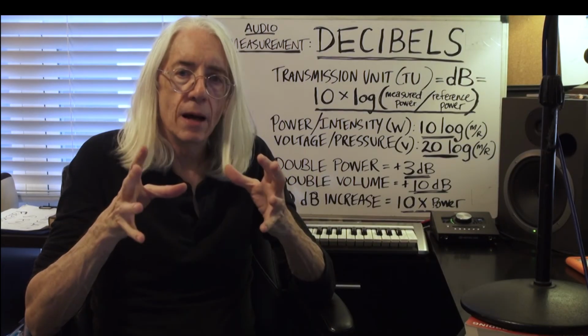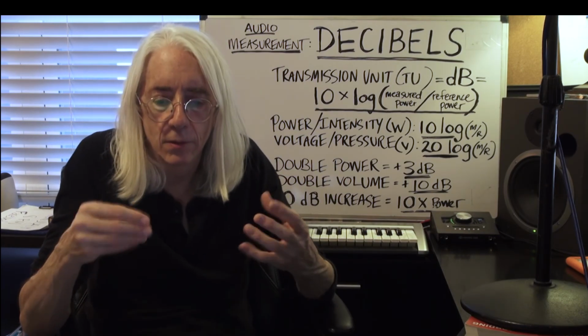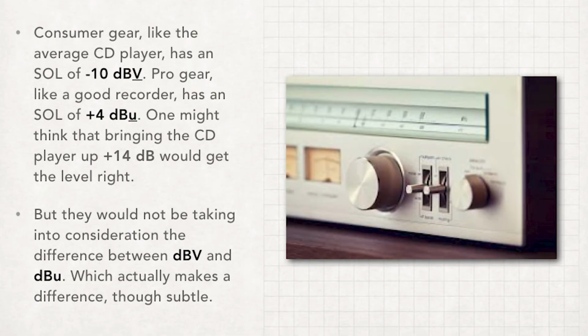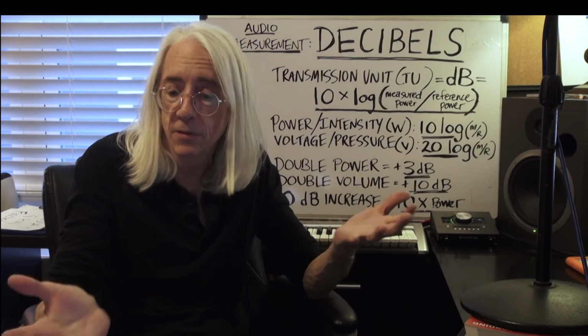Let's talk a little bit more about decibels in terms of consumer versus pro gear. Some of you may have heard that consumer gear has a standard operating level of -10 dBV, and pro gear has a standard operating level of +4 dBu. That makes you wonder, what does that necessarily mean? What voltage is represented by -10 dBV? What level difference are we talking about here? If I looked at this, I would probably assume that if I had a signal in my consumer gear, I would have to bring it up 14 dB to match the pro gear. Is that true? Let's find out.